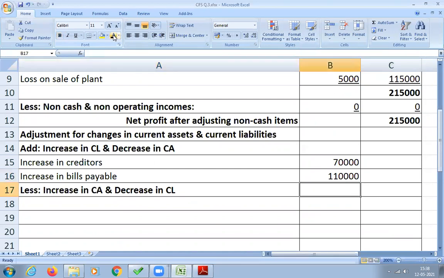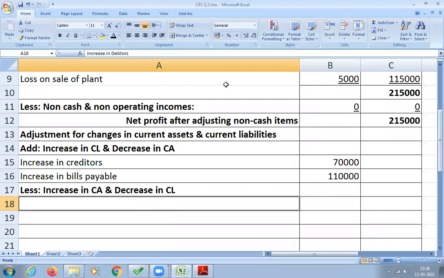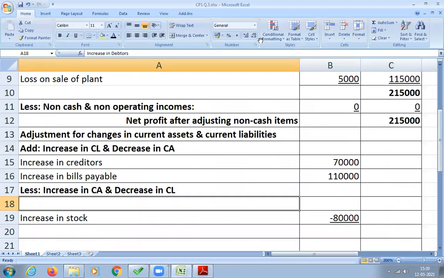Now we have to deduct the increase in current assets and decrease in current liabilities. Tell me, any current assets increasing? Stock, yes, except cash you have to check. Stock is increasing by 80,000, so it is minus 80,000. Next, debtors. Debtors are increasing by 50,000, so minus 50,000.